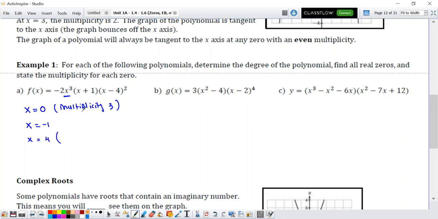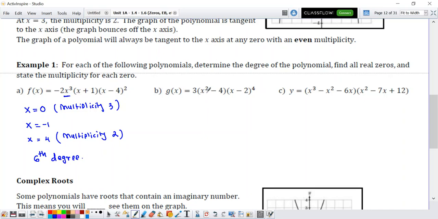And x equals 4. There are 2 zeros. So we call it multiplicity. Make sure you are familiar with the vocabulary. The word used is multiplicity. So what is the degree of this polynomial? You can clearly see 3 plus 1, 4, plus 2. So this is a 6th degree polynomial. One more time: 3 zeros at x equals 0, at negative 1 there is 1, and 2 at 4. So this is the 6th degree polynomial.